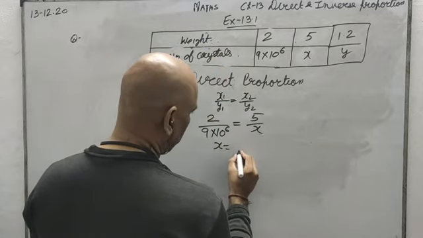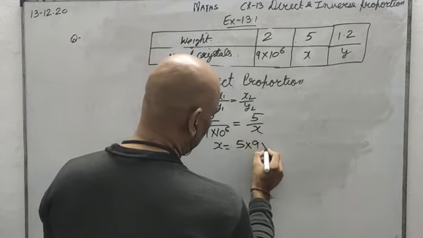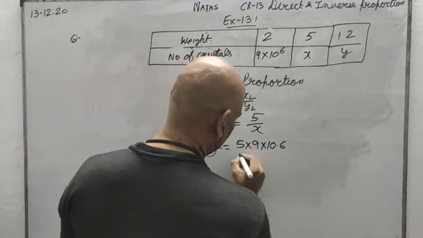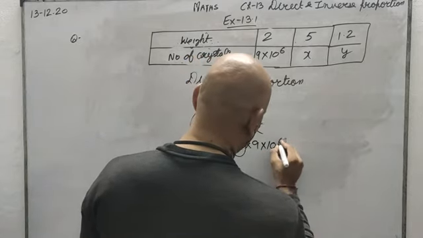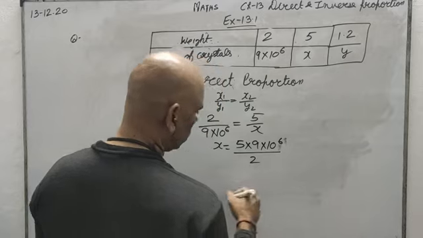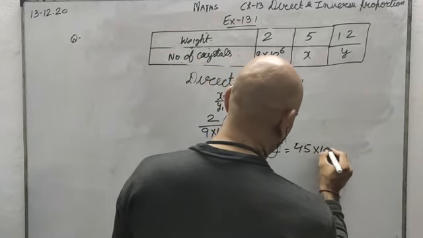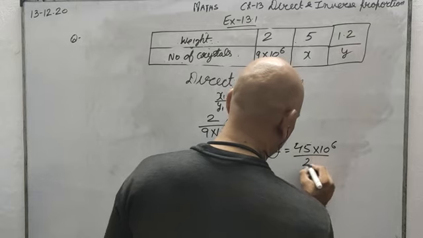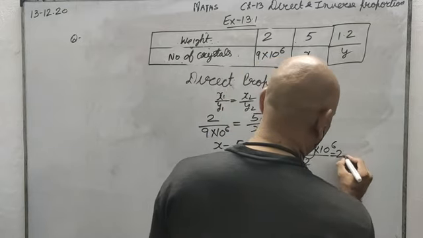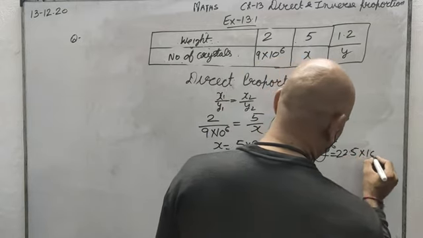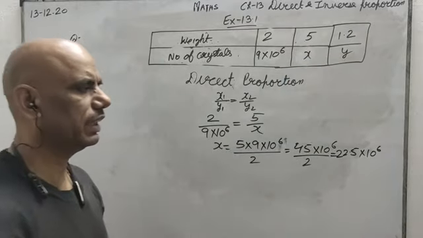So x will be 5 into 9 into 10 to the power 6 upon 2. So 9 5s are 45 into 10 to the power 6 upon 2, and in the end we got 22.5 into 10 to the power 6 crystals.